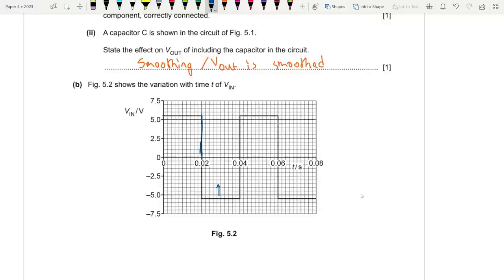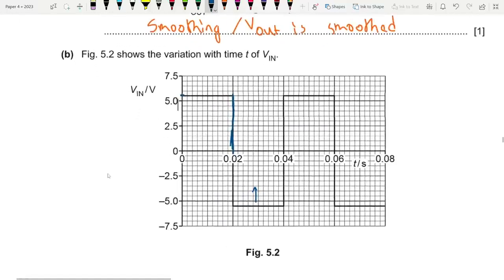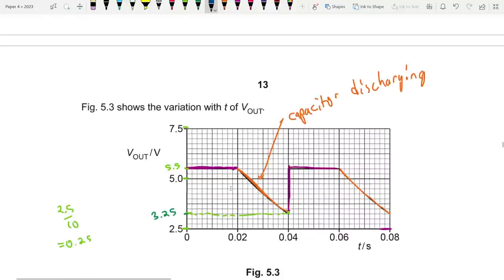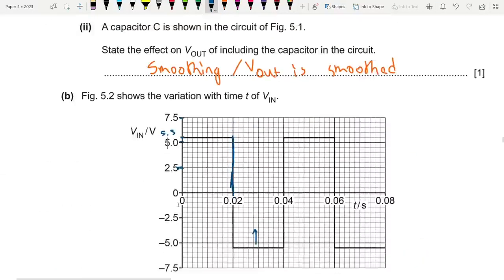Oh, it was 5.5. Check this, sorry, I misunderstood. Here the scaling was different: 2.5, 5, 7.5. So here each box was worth 0.5. So it was 5.5 here, but since the scaling was different, it is zoomed in over here. That's why it did not overlap. Anyway, after the modulus, this part goes over here, and this part will also go over here.